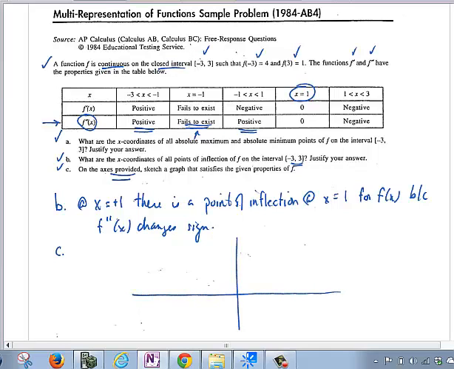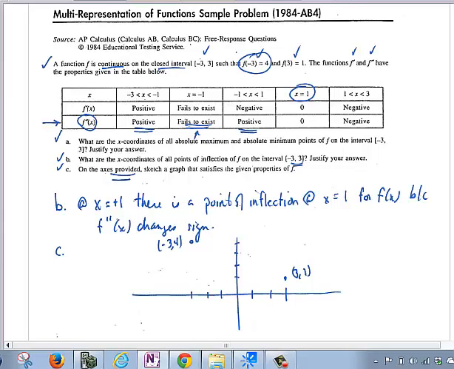And the first thing I want to do is use the point f at -3 equals 4. So it's just a sketch. f at 3 equals 1. So I have -3 comma 4. I have 3 comma 1.